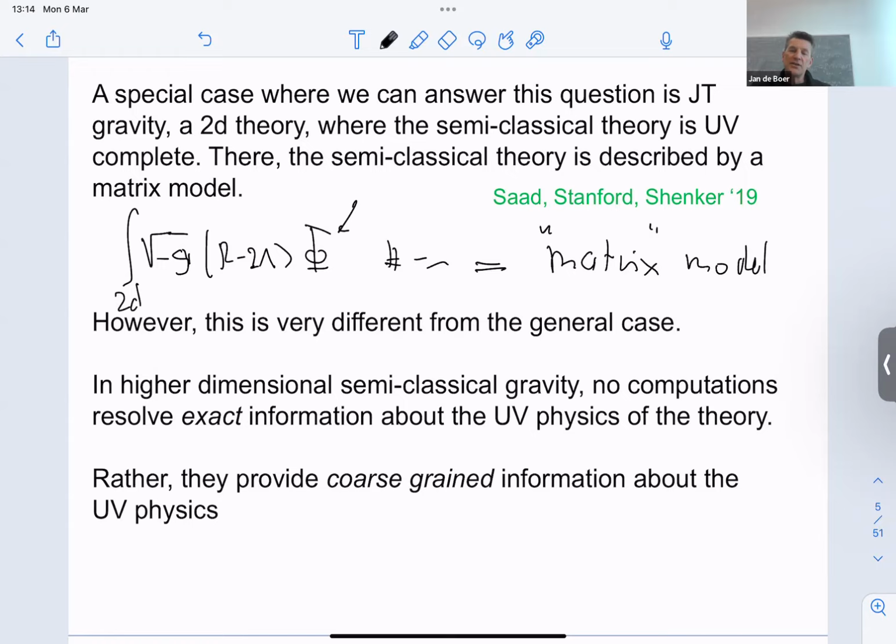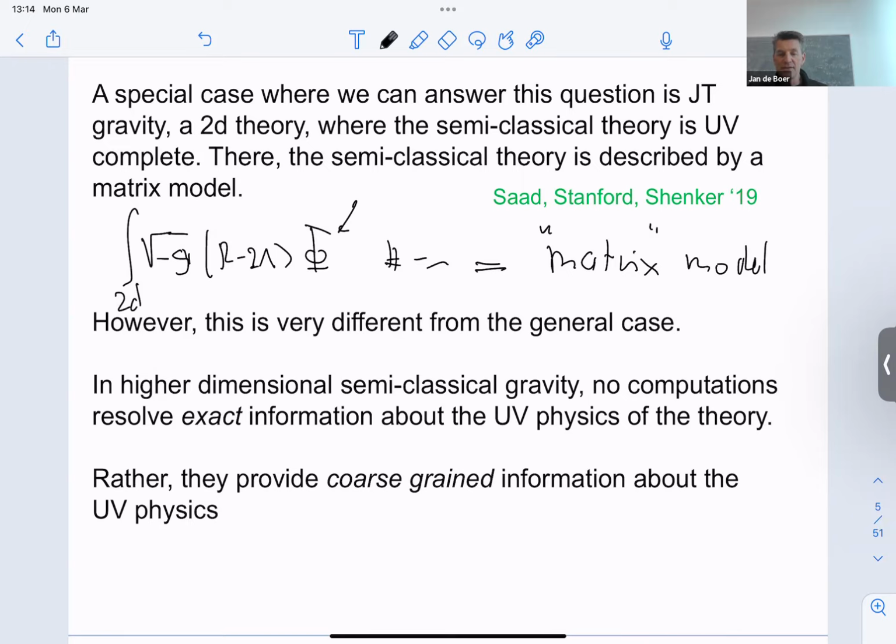And in this case, that a topological theory is dual to a matrix model is maybe not surprising. This theory is UV complete, and that's all there is to it. You can exactly solve it. But there's a huge difference between having a UV complete topological theory and an actual theory with propagating gravitons, like general relativity in four dimensions.